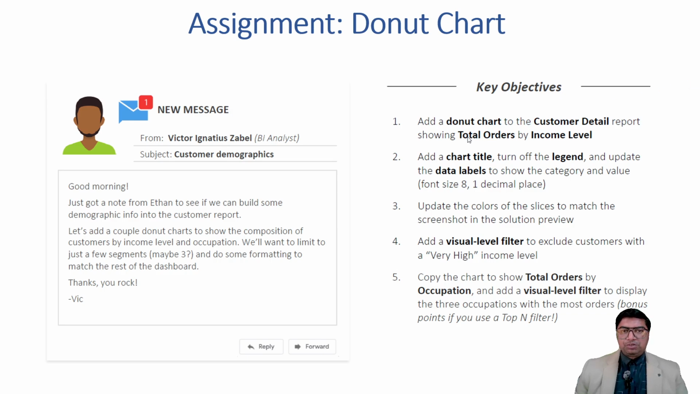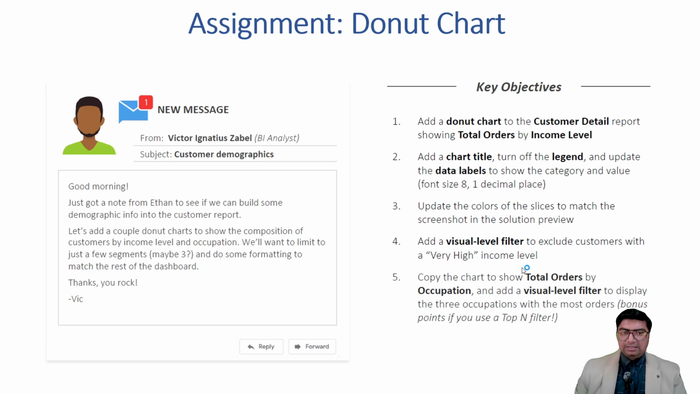Now, what solution comes to your mind? The key objectives: first, you need to add a donut chart in the customer detail report, showing total orders by income. Second, you need to add a chart title, turn off the legend, and update the data label to show the category value with size 10 and some decimal place also. Then you need to format the slice colors, for which I'll give a screenshot afterwards.